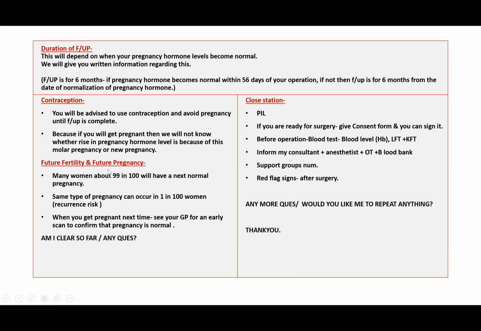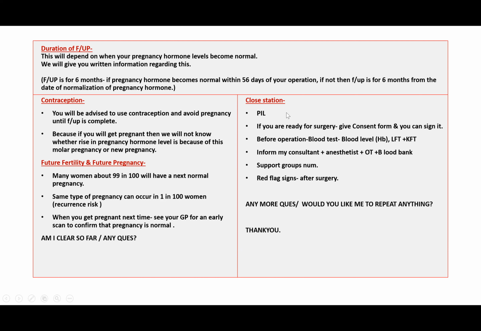What about the future fertility and future pregnancy? So many women, about 99 in 100, will have a next normal pregnancy. The same type of pregnancy can occur in 1 in 100 women. This is in the new patient information leaflet. Just go through that. When you get pregnant next time, you have to see your GP for an early scan to confirm that pregnancy is normal. Any questions so far?